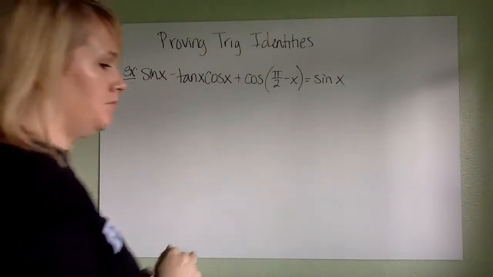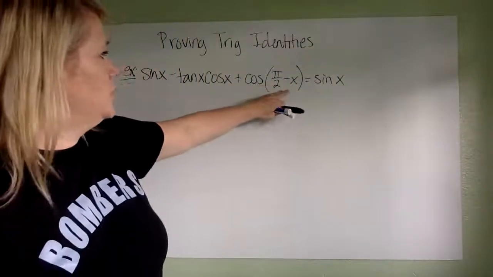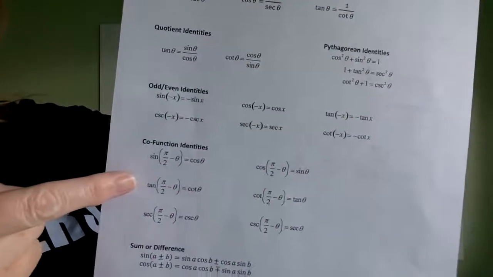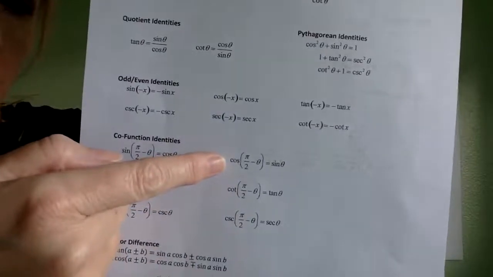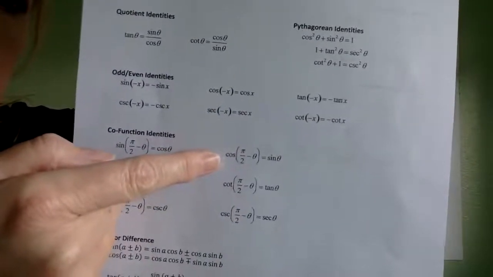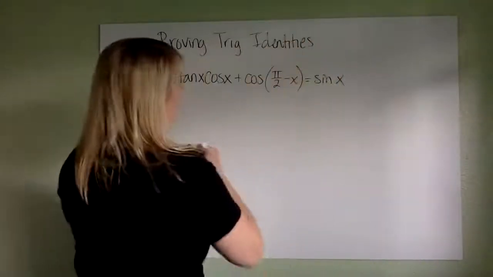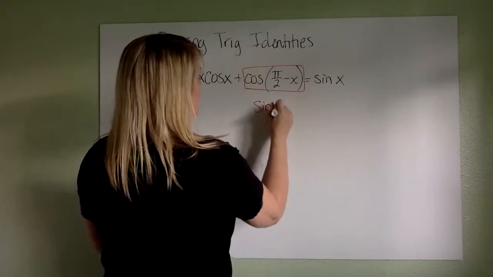Okay, so this cosine of pi over 2 minus x is one of our identities. That's called the cofunction identity set right here. You can see that the cosine of pi over 2 minus theta, or minus x, is equal to the sine. So we can take this whole thing and replace it with a sine.